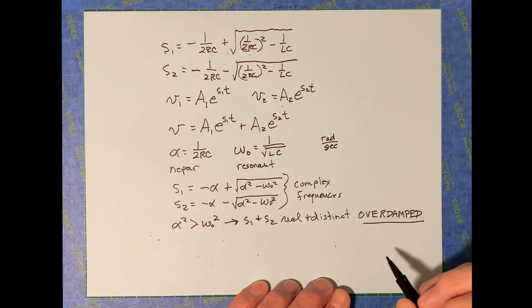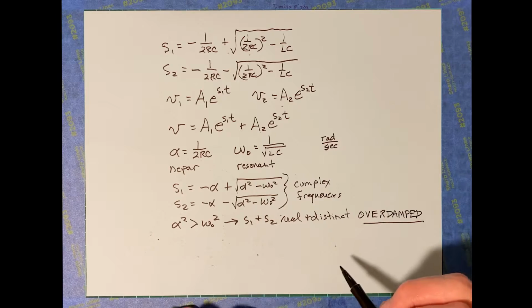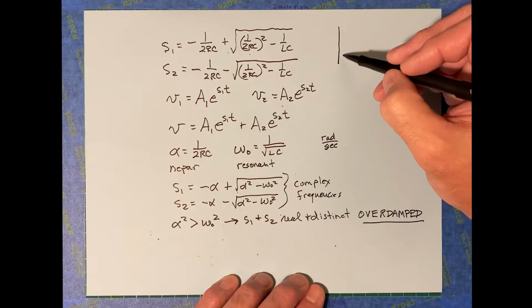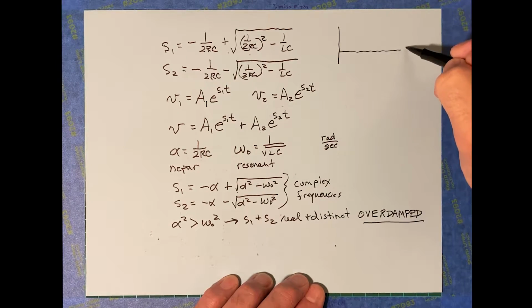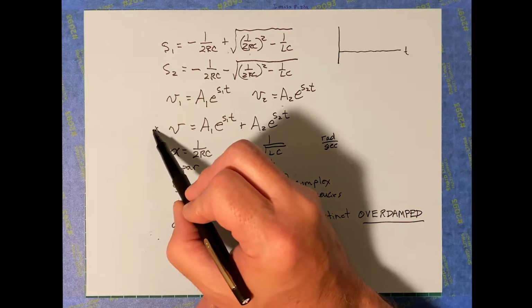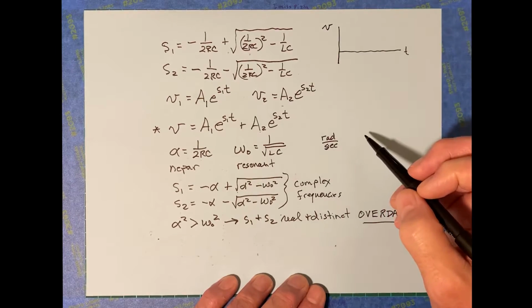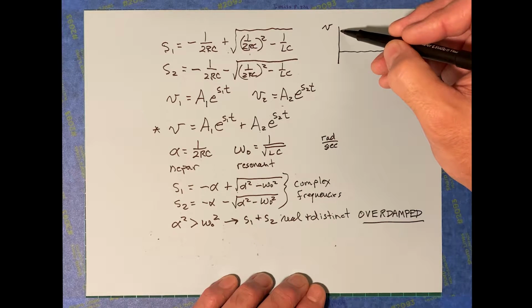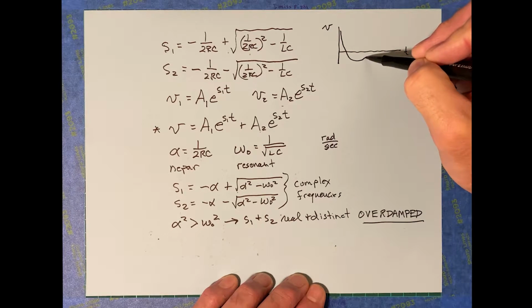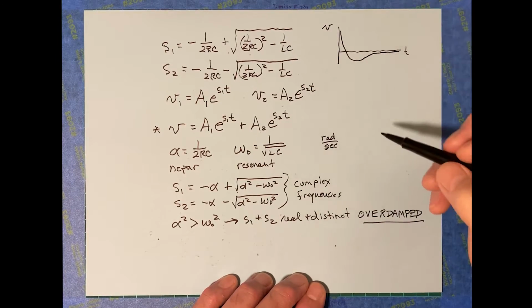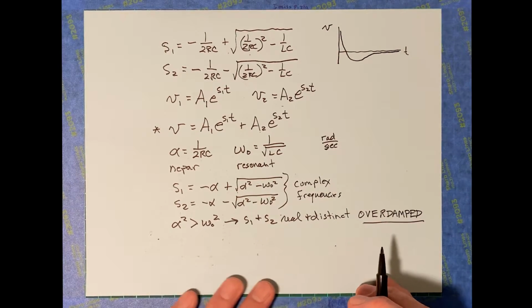the overdamped case. The reason it's called the overdamped case is because if I were to take S1 and S2, plug them back into our voltage solution and graph the voltage versus time, it may start up high and go down, but it's going to take a long time to reach zero. In other words, it's going to reach zero only in the limit. So that's called the overdamped case.